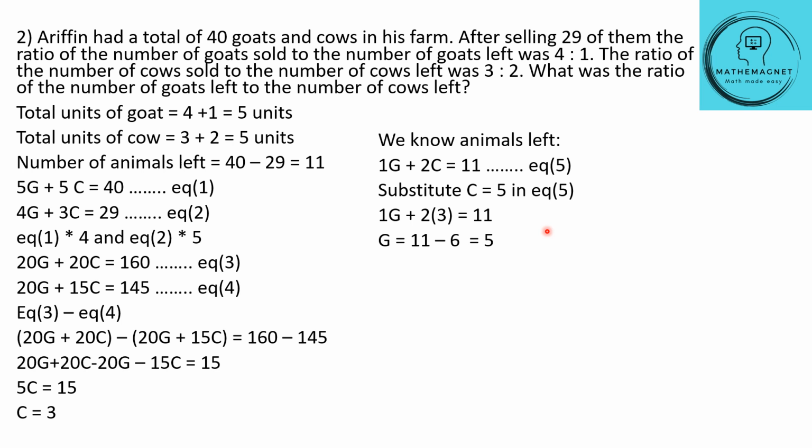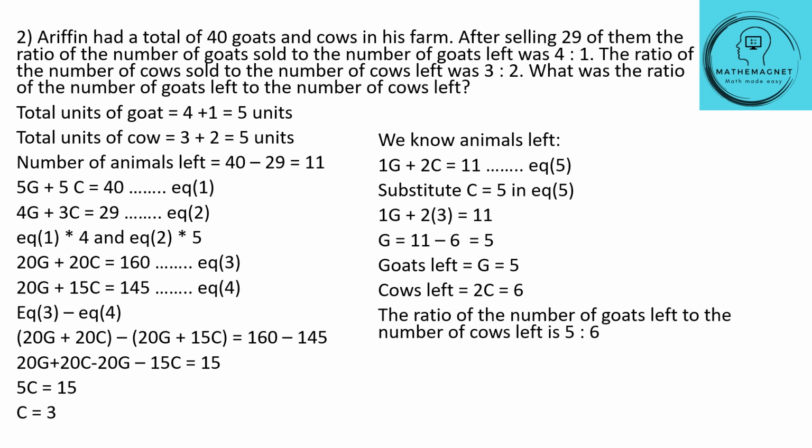Now the question here is to find the ratio of the number of goats left to the number of cows left. So we know in goat there is only 1 unit of goat left, whereas in cow there are 2 units of cows left. So goats left will be g, which is equal to 5 that we just found, and cows left is 2 units of cow. We know 1 unit of cow was 3 from earlier. So cows left we have 2 units of cow, so it will become 2c equal to 6. So the ratio of the number of goats left to the number of cows left will be 5:6.